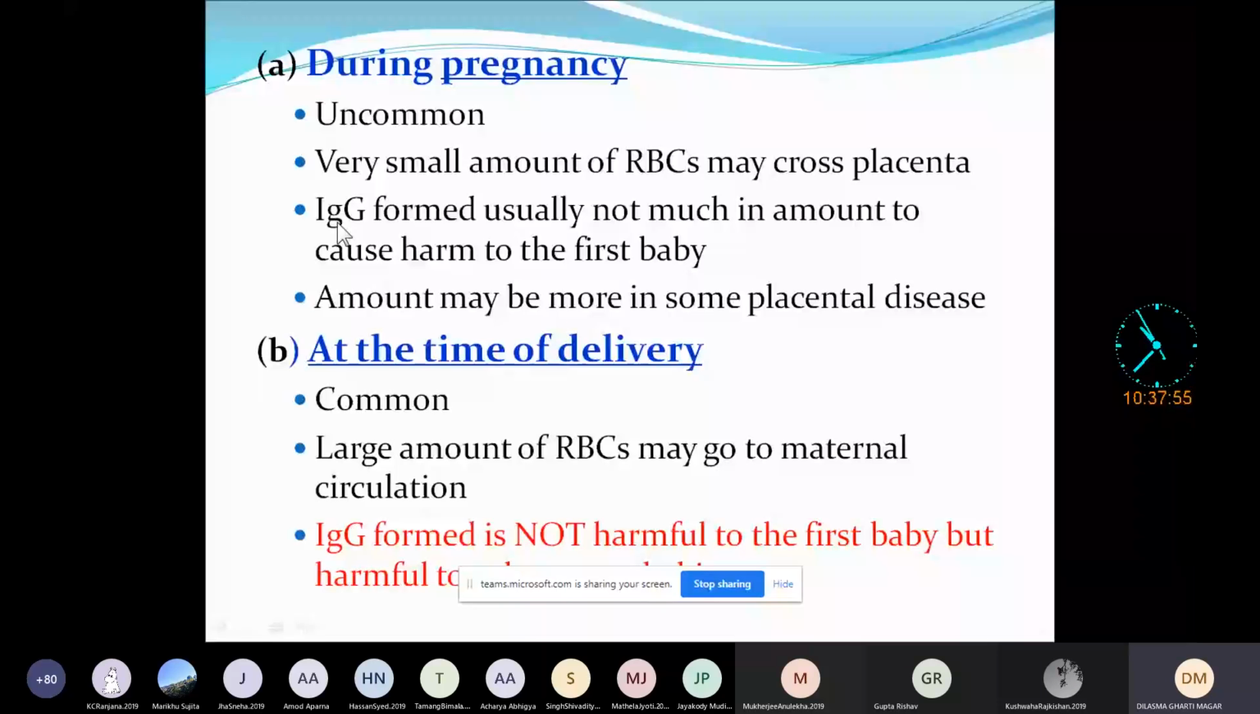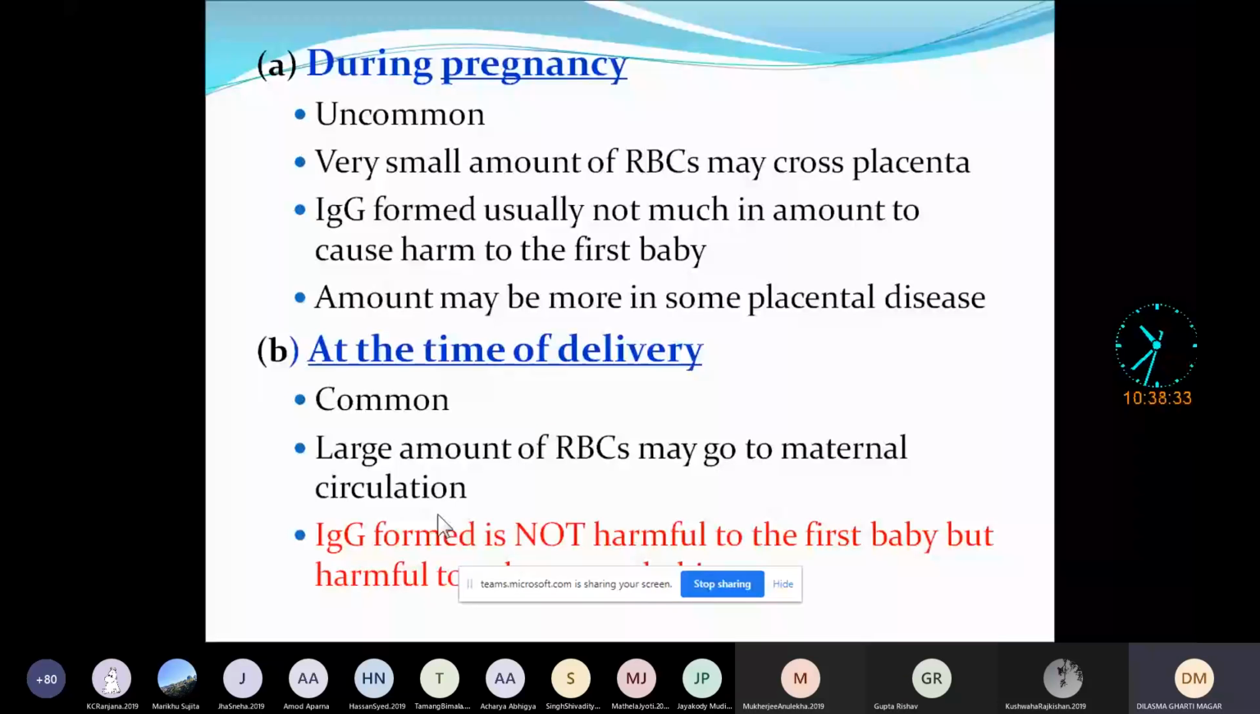Now you see the baby is fully developed, and now at the time of the delivery, what happens, a large amount of the RBCs may go to the maternal circulation. So here basically I want to tell you the placenta is attached in the uterus, isn't it? In the uterus, the fundus usually, or the body also, it is attached. So after the delivery of the baby, the placenta has to be removed. The baby gets the nutrients from the mother, isn't it? Oxygen and everything from the mother.